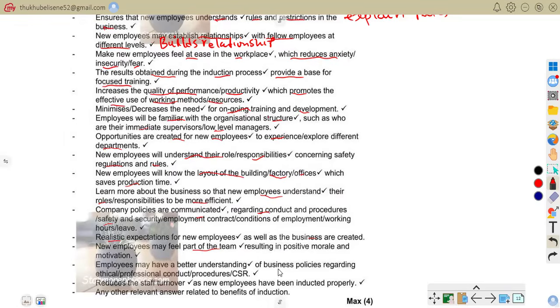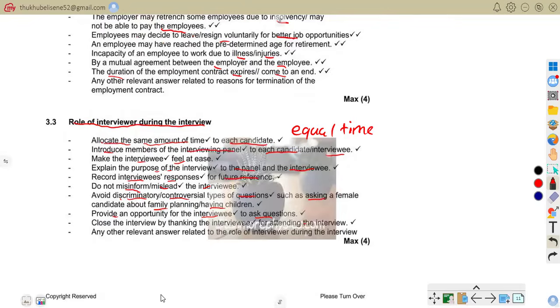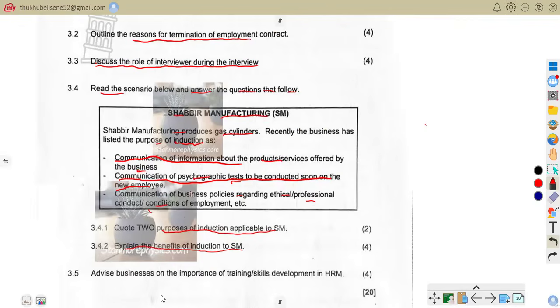Employees may have better understanding of business policies regarding ethical and professional conduct and procedures. Also, it's going to reduce the staff turnover as new employees have been inducted properly. So that is that. So now we are to go to 3.5. We are to attend to 3.5. Here we are on 3.5.